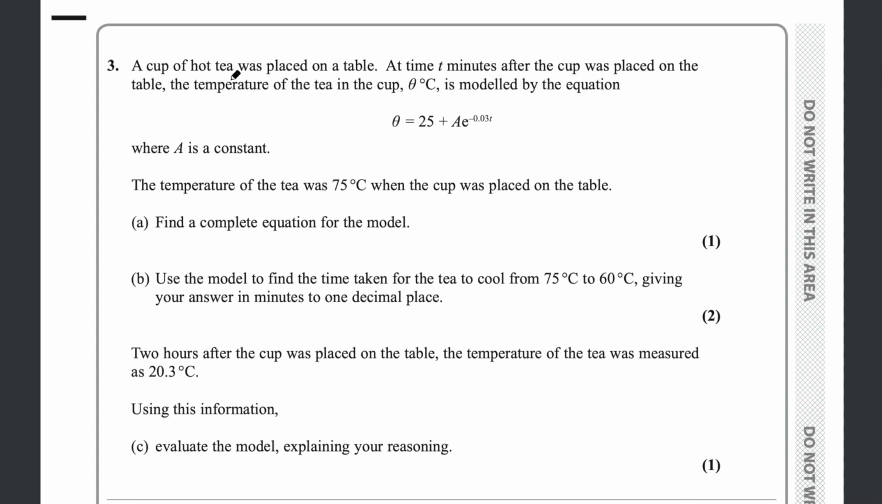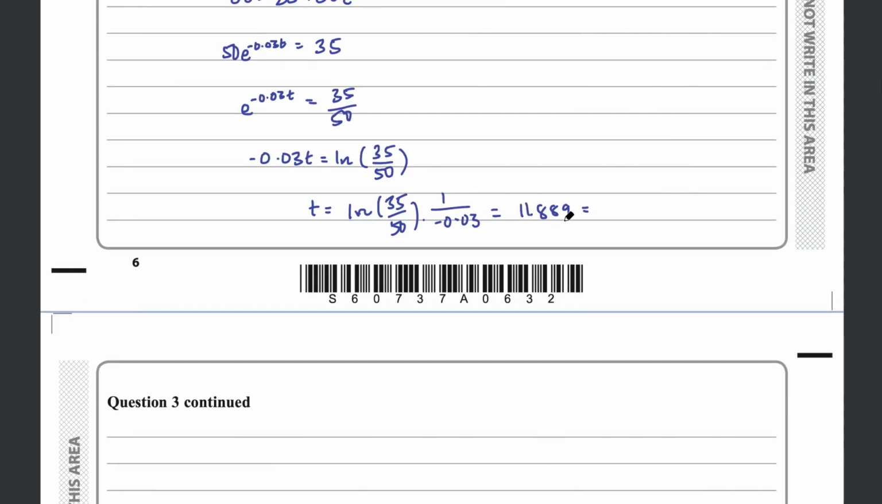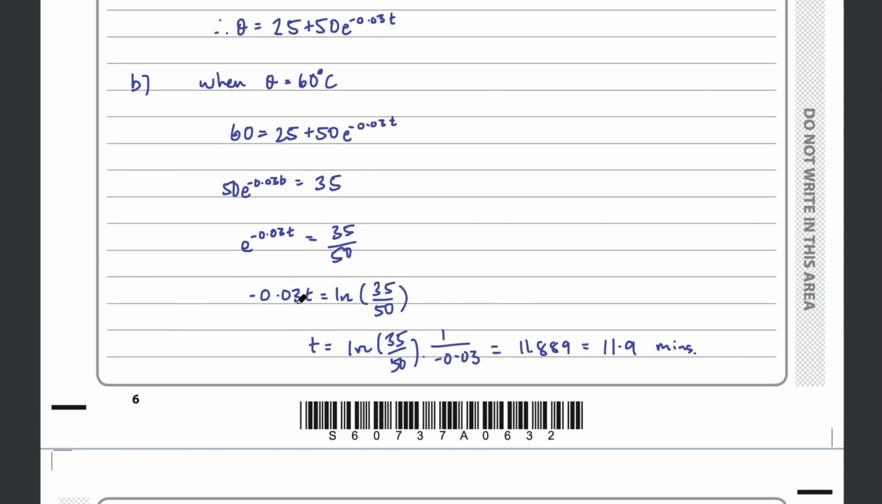So t was in minutes already, I think. It says here, at time t minutes. So t is already in minutes. So to one decimal place, this is going to be 11.9 minutes. Okay, so that was part B.